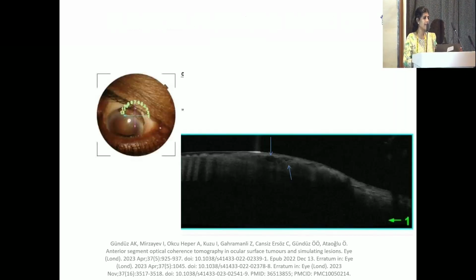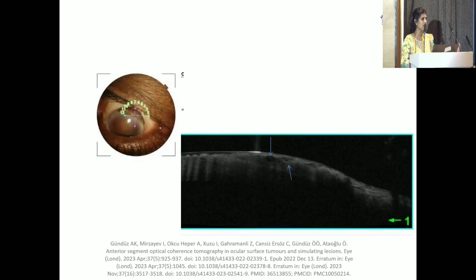This is a case of a pigmented lesion near the temporal limbus, and we don't know whether it's a nevus or a melanoma. Just by doing an AS-OCT, we can see there are some cysts with overlying shadow, which suggests that this is just a simple nevus, and you can go ahead with the planned procedure involving the site.